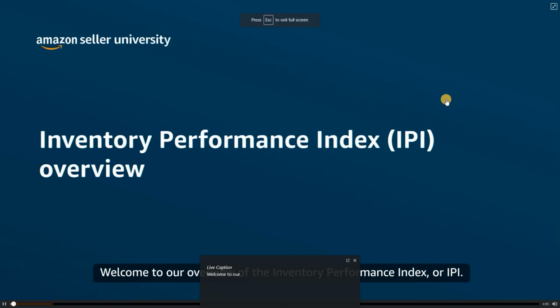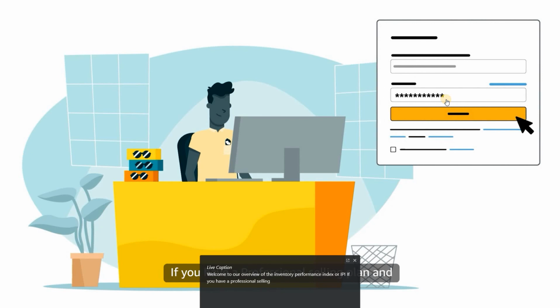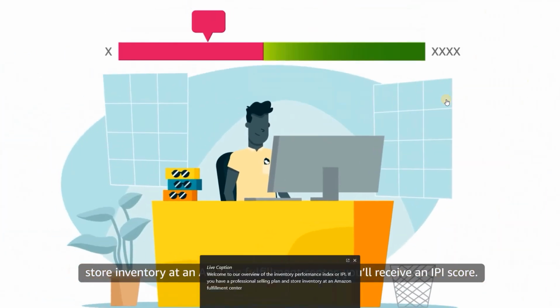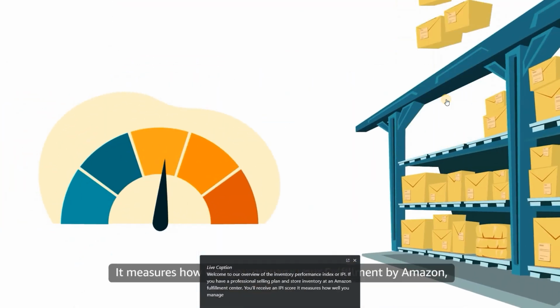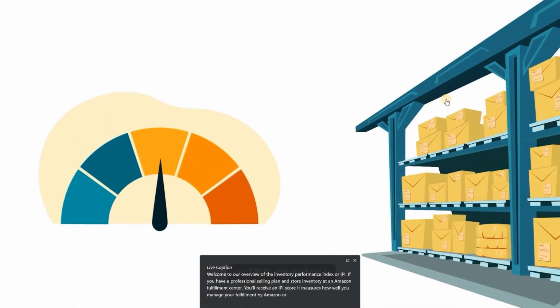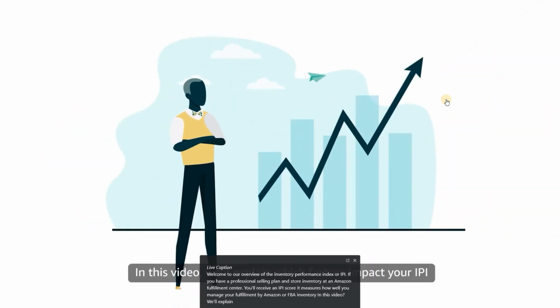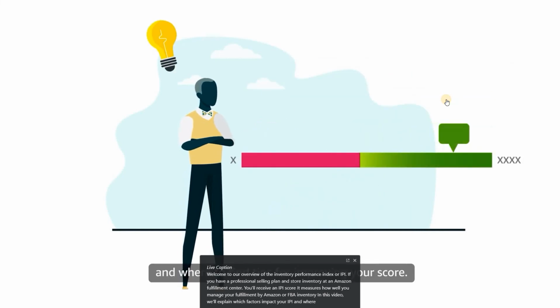Welcome to our overview of the Inventory Performance Index, or IPI. If you have a professional selling plan and store inventory at an Amazon fulfillment center, you'll receive an IPI score. It measures how well you manage your Fulfillment by Amazon, or FBA, inventory. In this video, we'll explain which factors impact your IPI and where to find tips for improving your score.